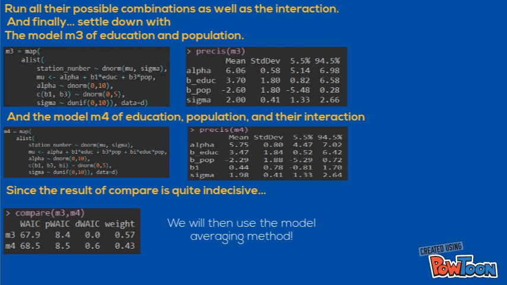In model 3, as you can see on the slide, we have education and population as predictors. And in model 4, we have education and population and their interaction term as our predictors. Since the compare result turned out 0.6 and 0.4, we think that both models are actually important in predicting. Therefore, we will use the average prediction model in the following analysis. And these are the reasons of why and how we build our first model of the station numbers.